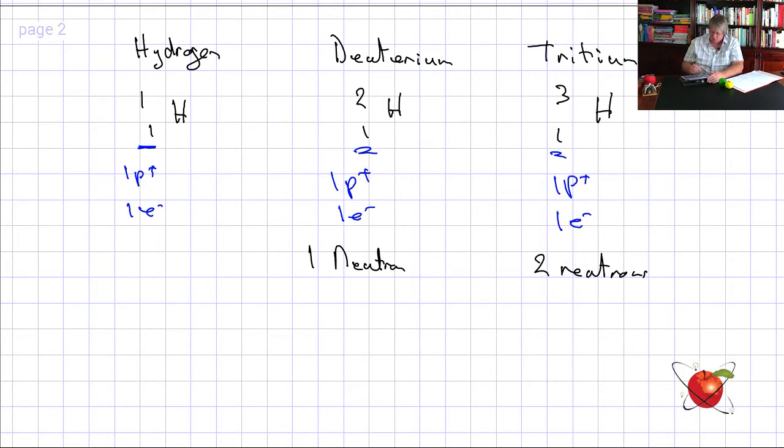So the number of neutrons is going to be equal to the 3 minus the 1. It's going to be the mass number minus the number of protons. In any situation, and in your textbooks you're going to see where you balance these across, you can work out how many neutrons are inside there.